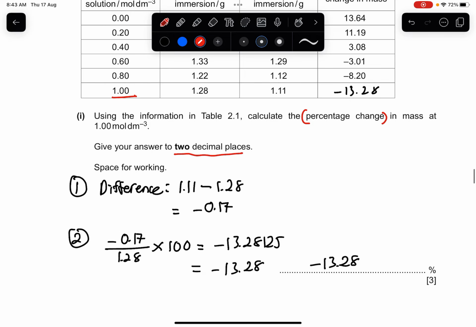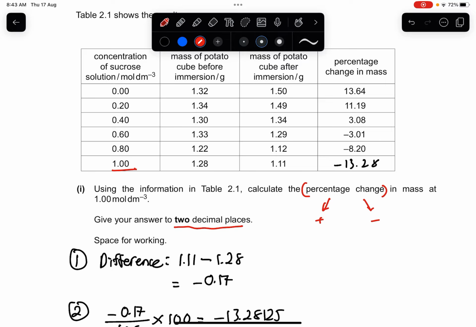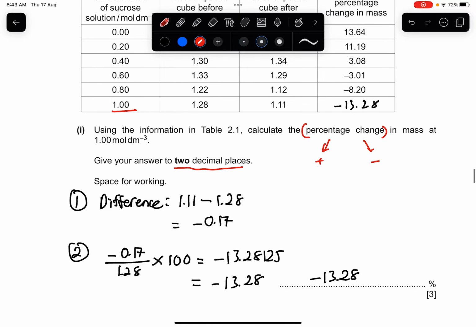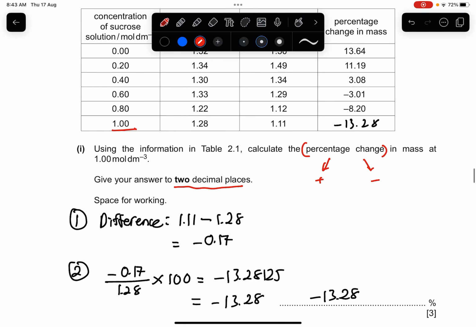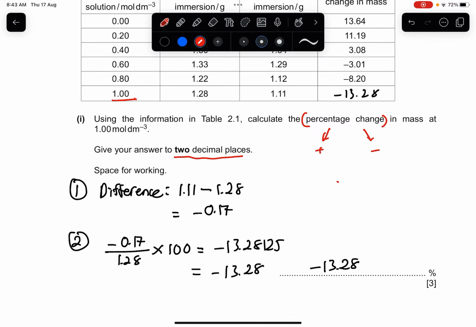So they want to find percentage change. Percentage change can be either a positive change or a negative change. In this case, we use the mass of the potato cube after immersion over before and times it by 100. But before that, we need to find the difference. So this is the formula that we are using: after minus before over before times 100. So 1.11 minus 1.28, you get a negative value. Okay, this is 1 mark.